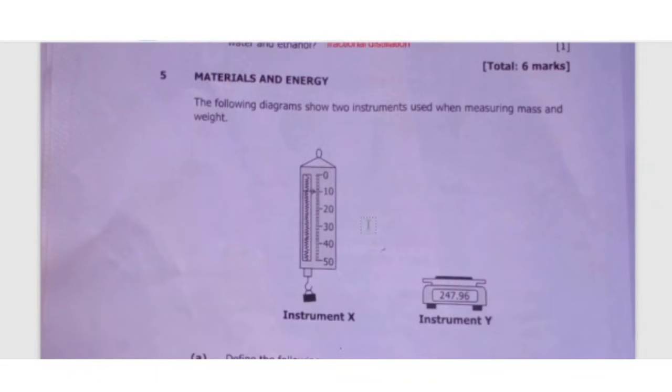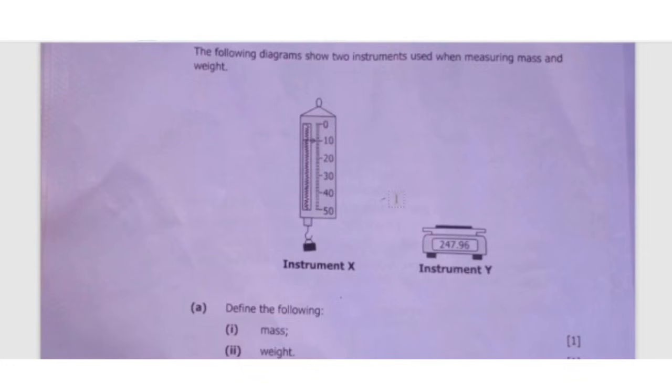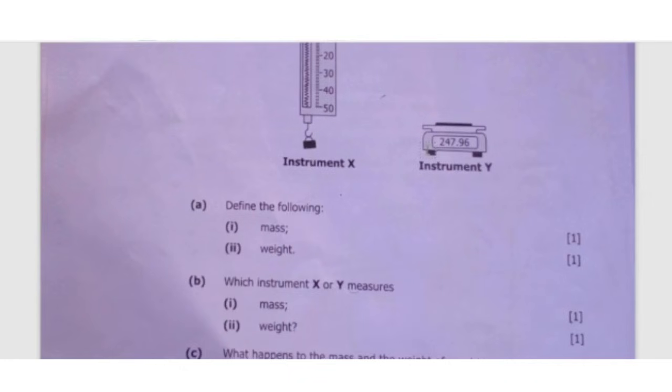Okay, question 5 was coming from materials and energy, and the question was as follows: the following diagram shows two instruments used when measuring mass and weight. Okay, so we have got this instrument X and this instrument Y. So the question is, define the following. The first one is, we define mass.